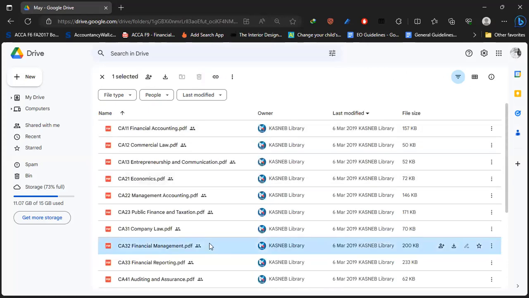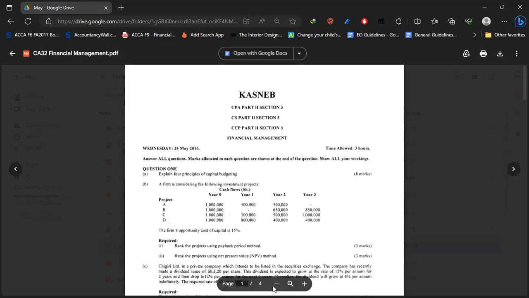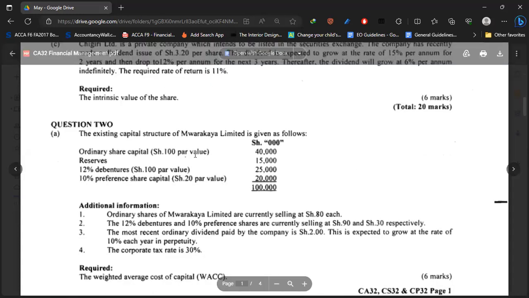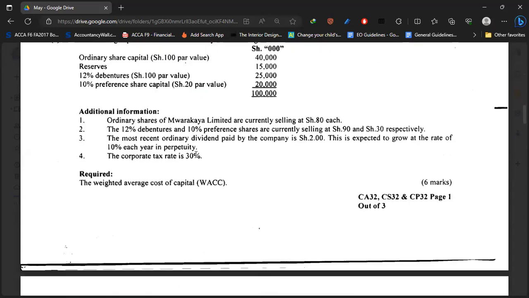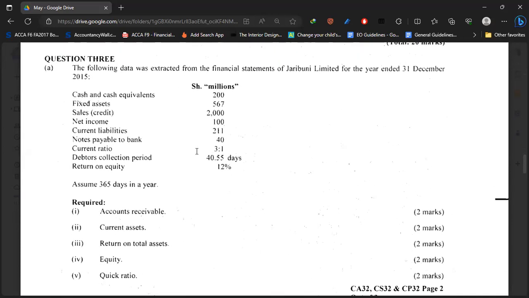Who's reading for us now? Let me just open it. May 2016, we have question 3A. Very good. Who is in? Marion, can you read for us?